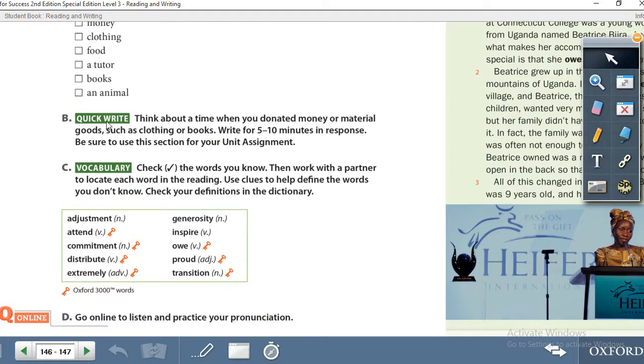Exercise B, quick write. Think about a time when you donated money or material goods such as clothing or books. Write for 5 to 10 minutes in response. Be sure to use this section for your unit assignment.